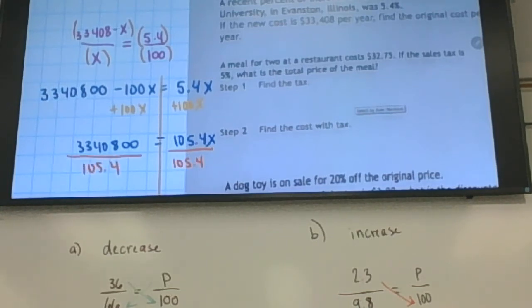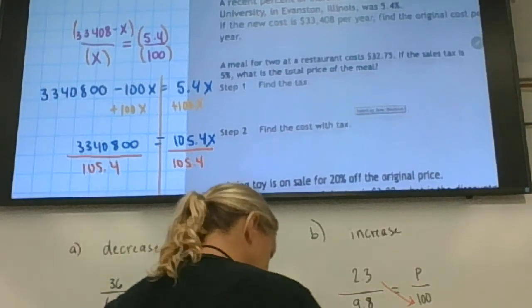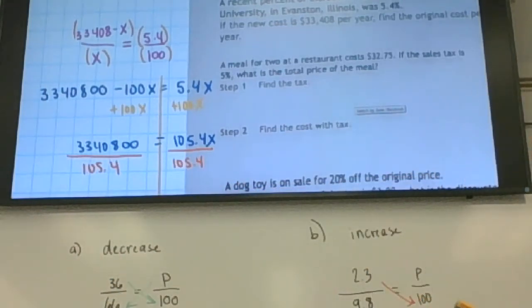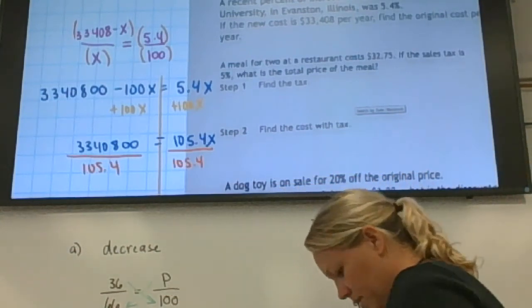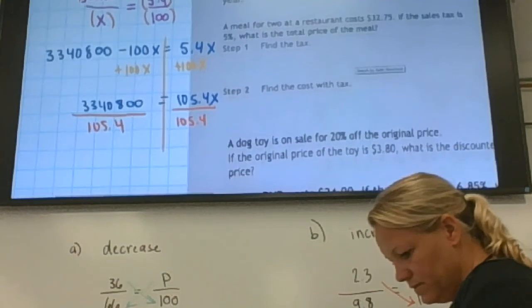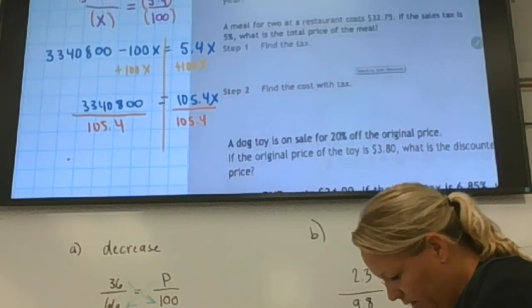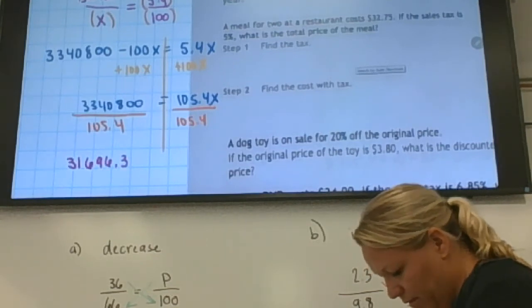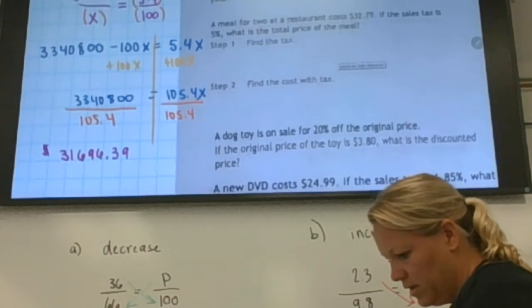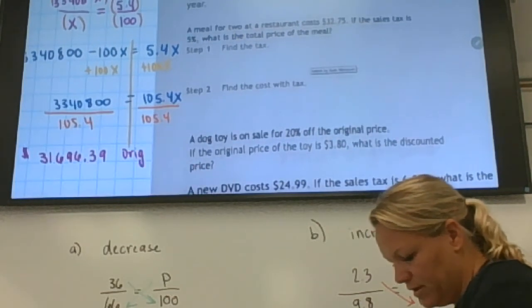Well, let's just get a little more used to it. The next time we do it, I'll explain it a little more in depth. Can you see why this problem's more complicated? Because there were two unknowns, right? The original tuition was about $31,696.39.